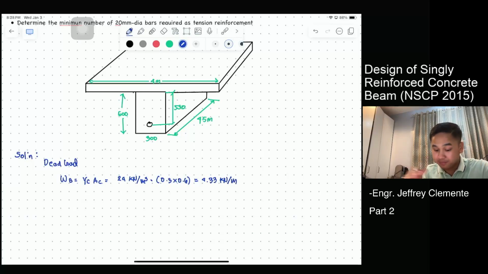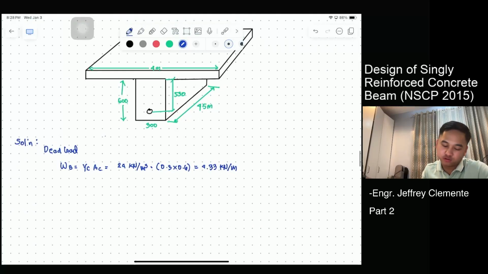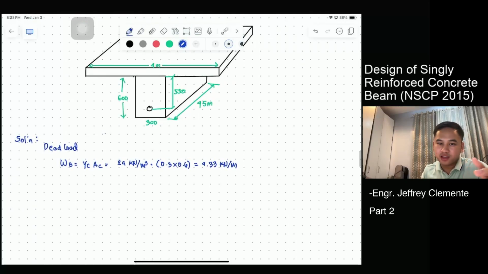So, ano ba yan? Pakita natin kung ano yan. Ba't natin ginagawa yung uniform load muna? Okay? Cross-section to area ng cross-section. Area ng concrete beam ng cross-section. Unit weight times the area of the cross-section of the beam.